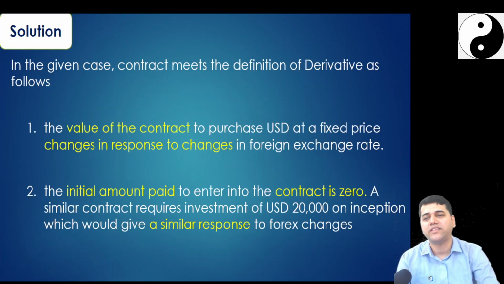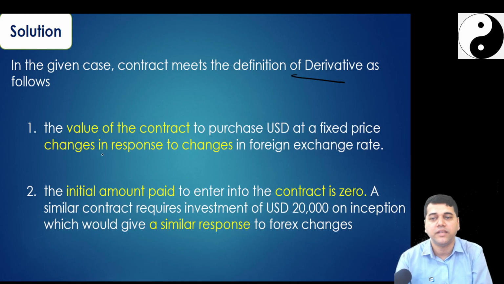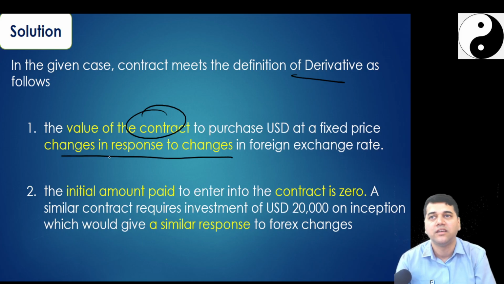So first I will give the same. Is it meeting the derivative contract? Yes, because the value of the contract is going to change in response to the change in the exchange rate. Same whatever we have given in the previous question, same story.